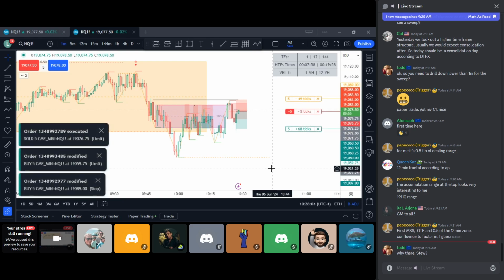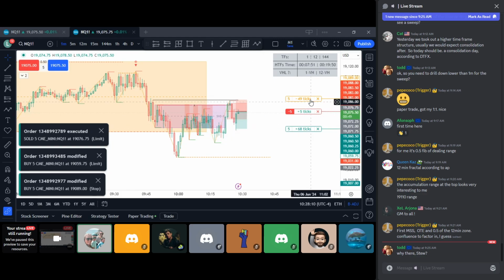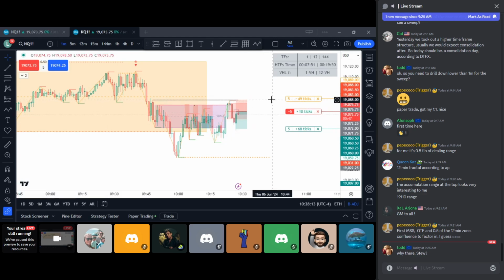And he's in. How many points is that? So my stop is 1125, or 49 ticks right now. That should be right. Let me give it a little bit of a buffer. So you got your sweep, you got your candlestick structure flip, and then you got the retest of that candle.